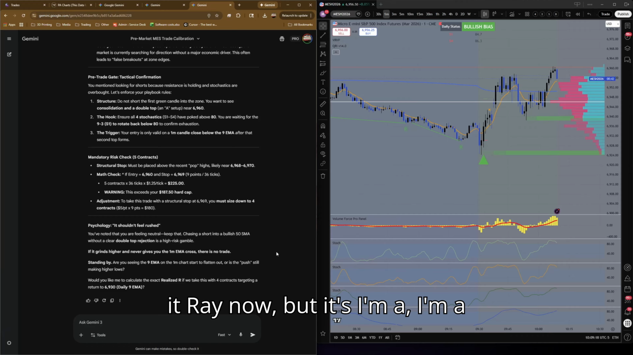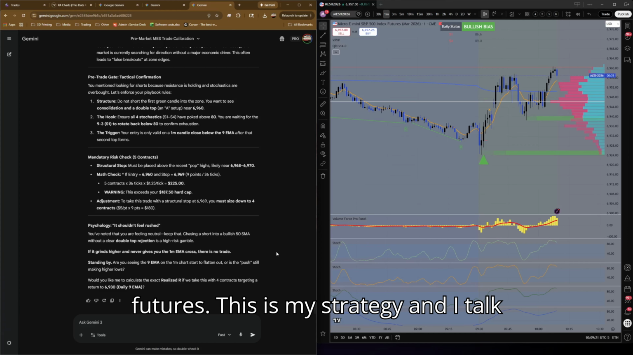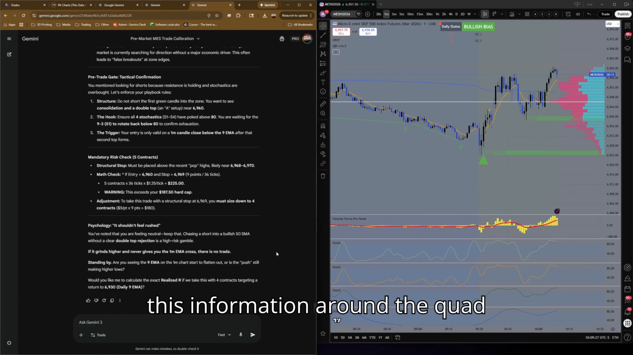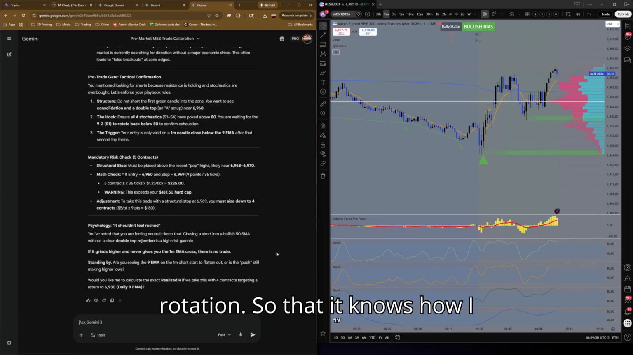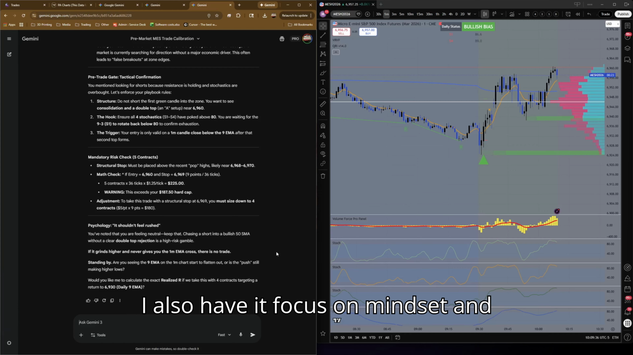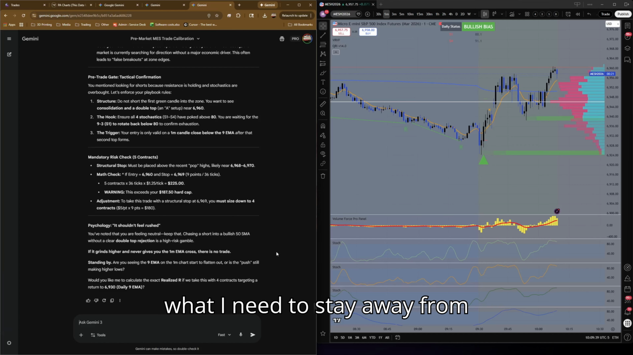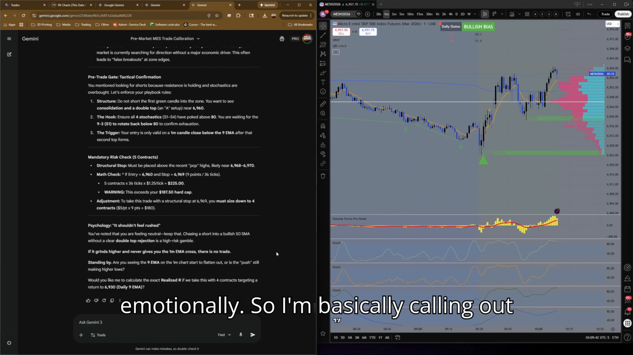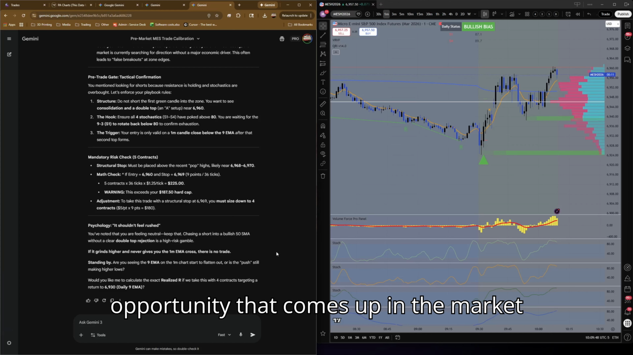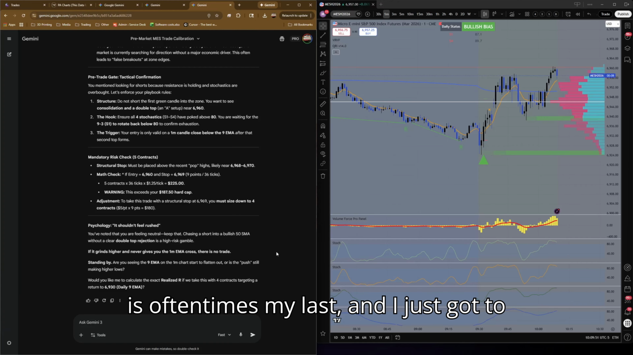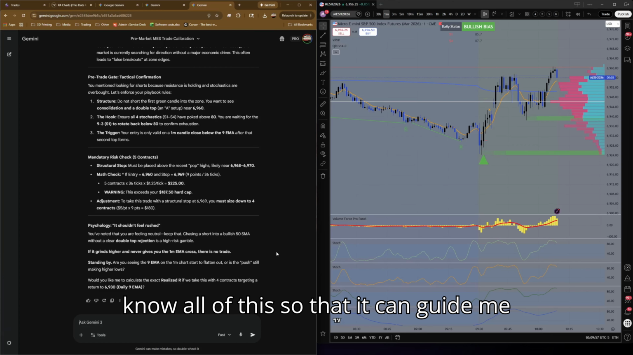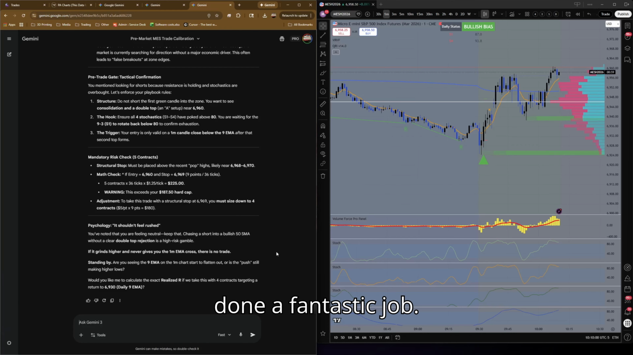I'm a day trader, I'm a scalper, I trade futures. This is my strategy, and I talk about the quad rotation. I give it all of this information around the quad rotation so that it knows how I trade and can advise me to that. But I also have it focus on mindset and what I need to stay away from emotionally. So I'm basically calling out my weaknesses, saying I struggle with impatience. I think the first opportunity that comes up in the market is oftentimes my last, and I just got to jump on it. So I get FOMO. I let it know all of this so that it can guide me away from those situations, and it's just done a fantastic job.